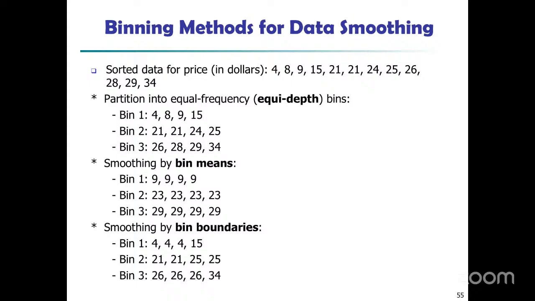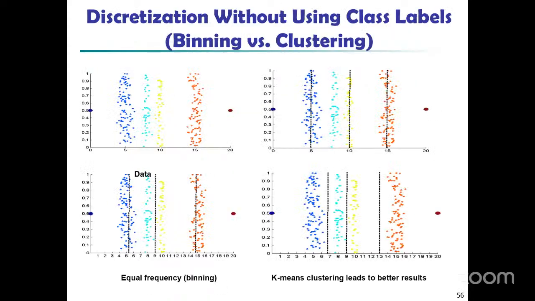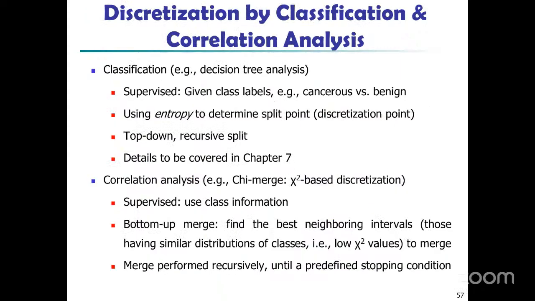And smoothing by bin boundaries. For boundaries, we consider whether each value is nearer to the minimum value or the maximum value. 4 is nearer to 4, 8 is nearer to 4, 9 is nearer to 4, and 15 is nearer to 15. Whether it is nearer to the minimum value or to the maximum value. And these are the discretization classifications.